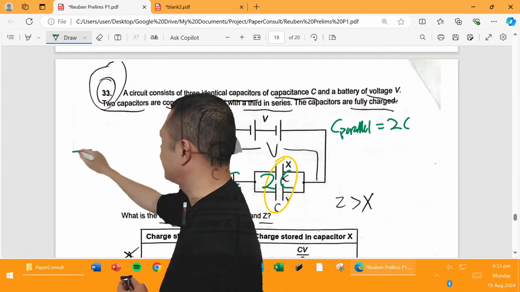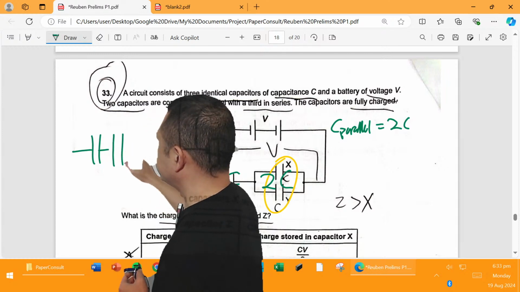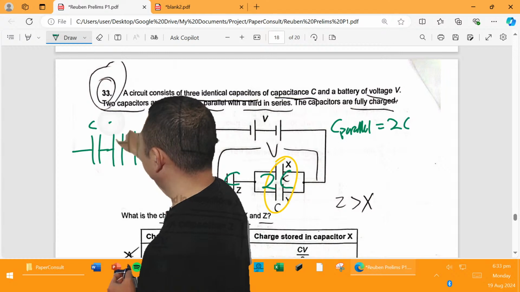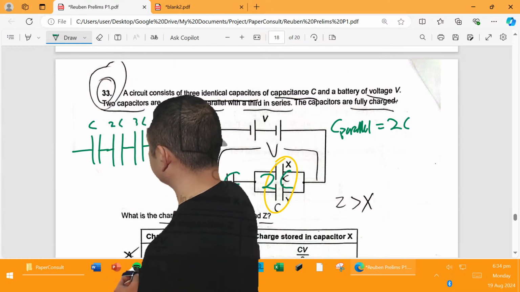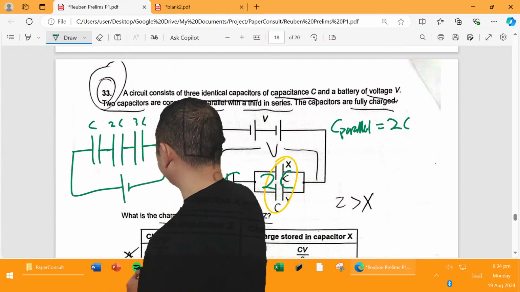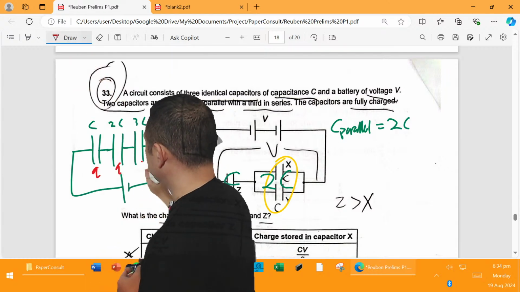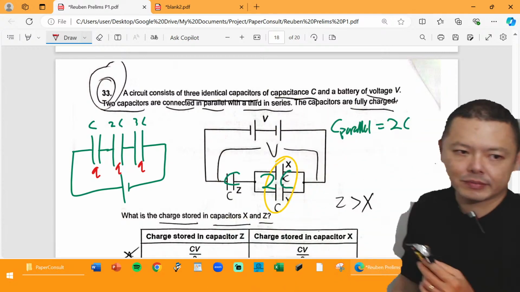Even if you have a row of them like that, let's say this is C, this is 2C, and this is 3C, by the time you charge it up, all of them have the same Q. Q, Q, Q. They have the same amount of Q.